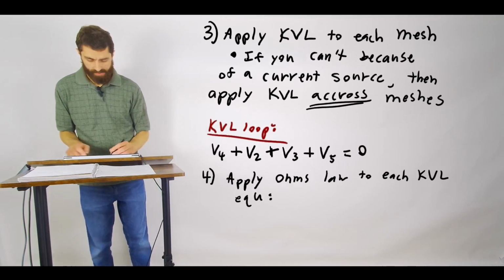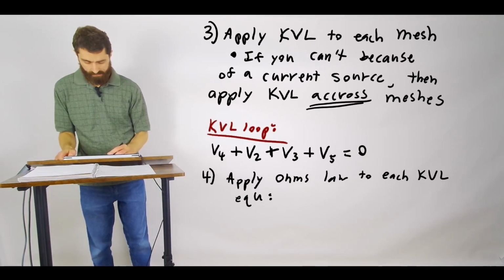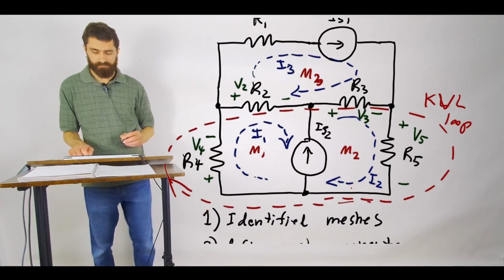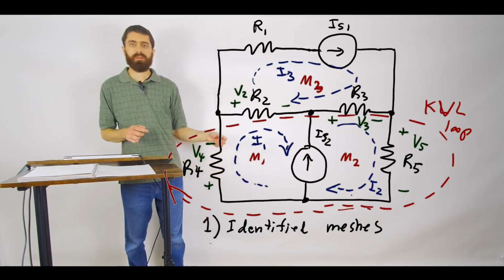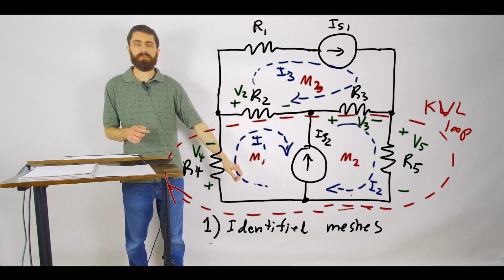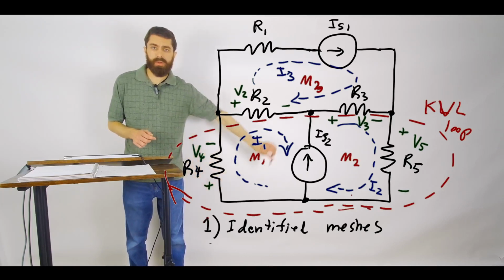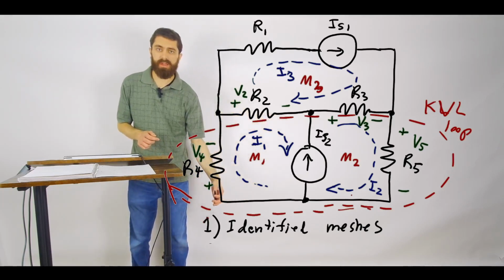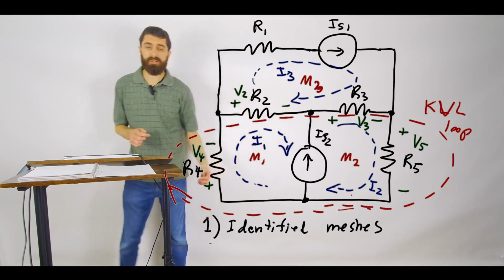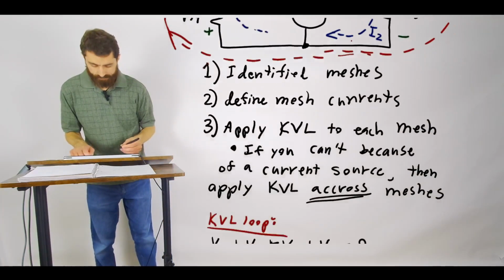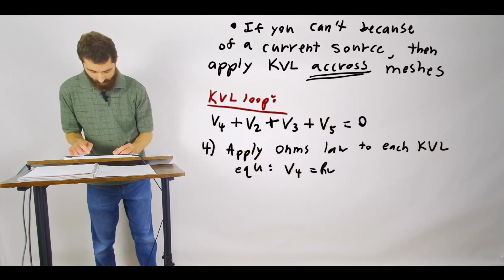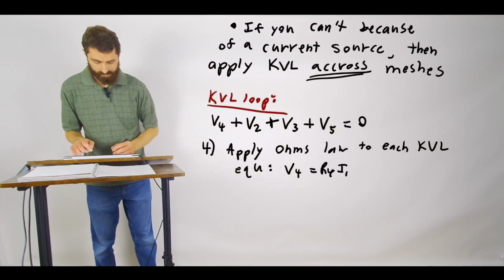So essentially, we want to express all these voltages in terms of the mesh currents. So we have V4 is equal to the current through the resistor times its resistance. And since I1 is going into the plus sign, it'll be positive. So it'll be R4 times I1.